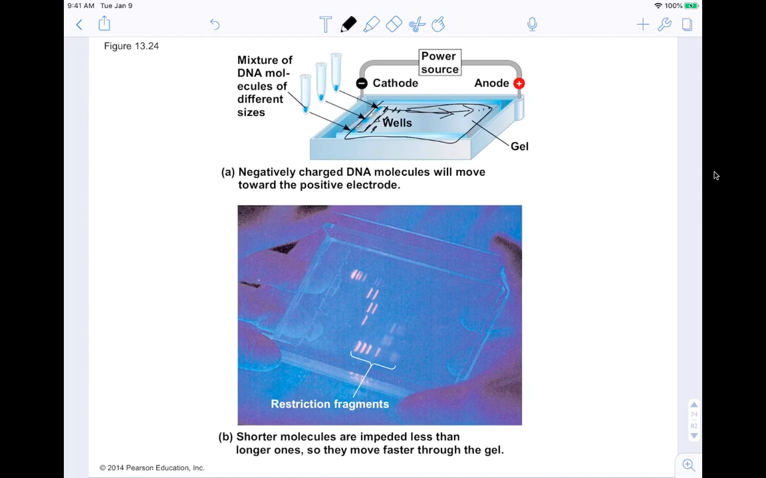Then you can add different dyes in order to see your DNA bands, your restriction fragments, on your gel under different lighting. So you can see that the shorter molecules have been impeded less than the longer ones, so they move faster through the gel. So these are going to be the smaller fragments here, and these will be the larger fragments here. These are the wells in which you put them. That's actually the trickiest part of this, and we're going to practice this in my class to make sure that you don't look like an idiot when you get to college and you do this. So then, of course, the DNA is running in this direction.